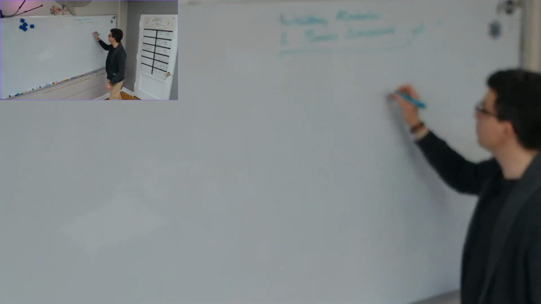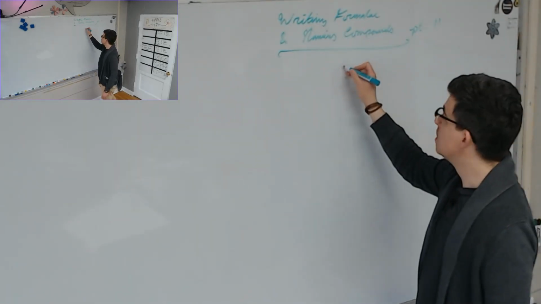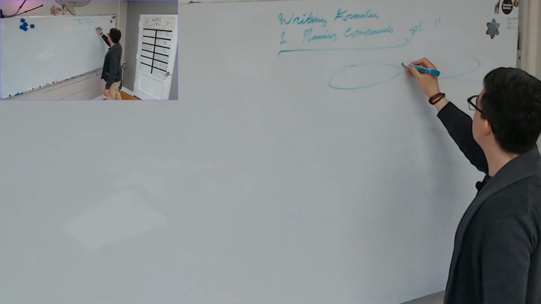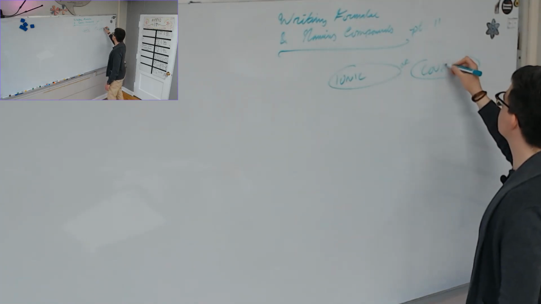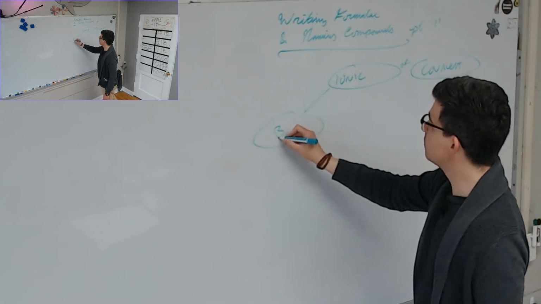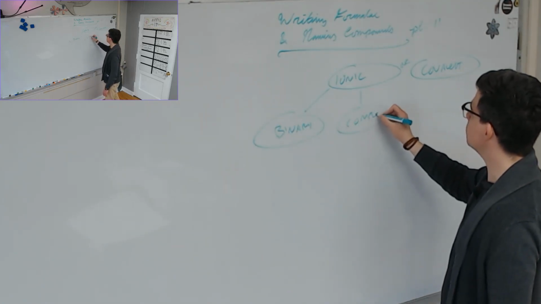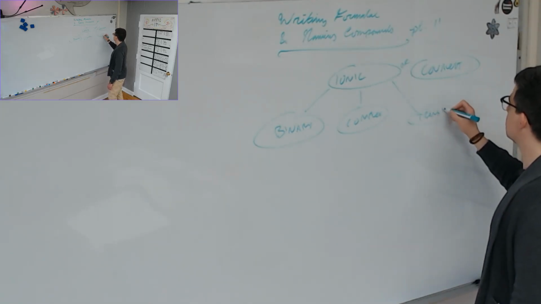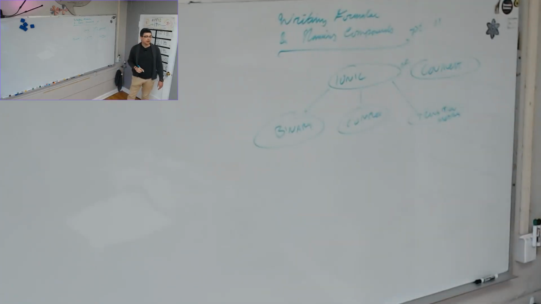Now we have the next part of your flow chart, so hopefully you still have your flow chart from yesterday. We had ionic or covalent, and then within ionic we had binary, complex, and now we have transition metals. What's a transition metal and where do they live?